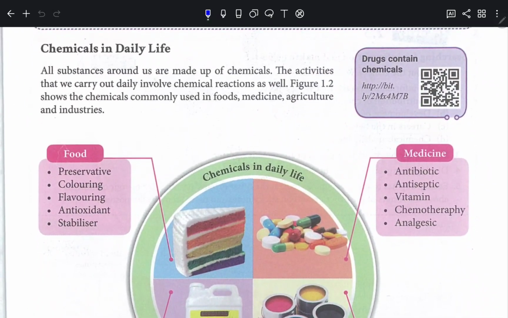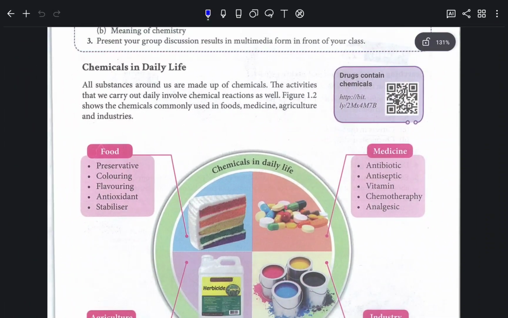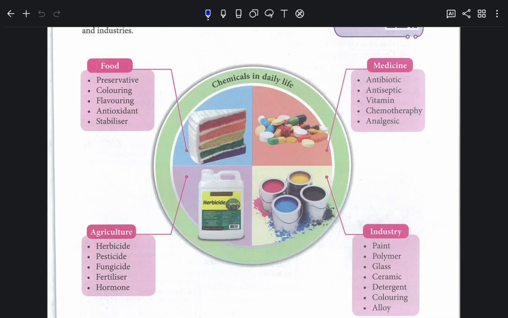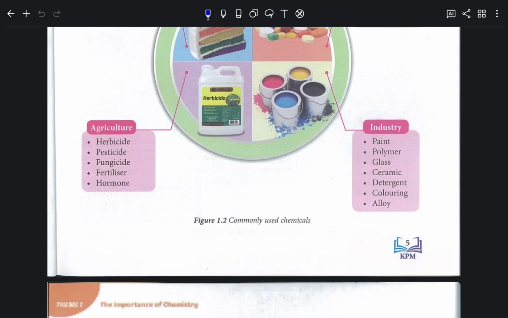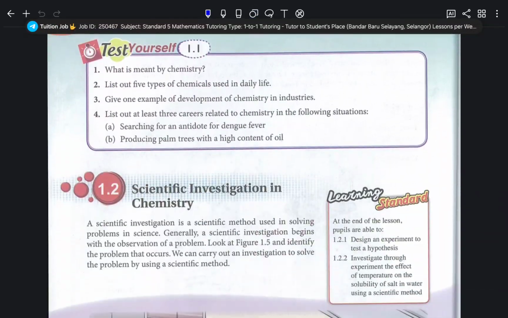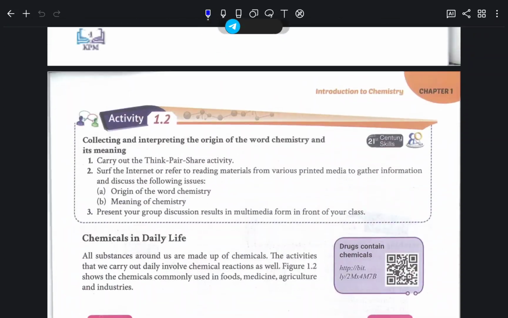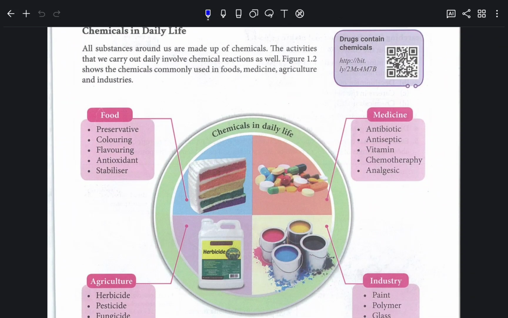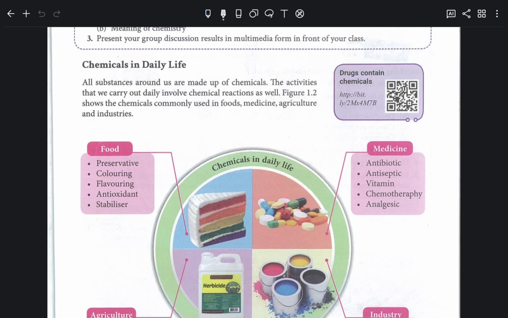Then chemicals in daily life. This is the part where you should understand the basic concept of chemicals. Just now we tengok fireworks, correct? Wait sekejap, Kira ni I cover next video 2 ni. It's okay. Now, coming back here. Just now we talked about fireworks. Now we're going to talk, apart from fireworks, about chemicals in daily life.